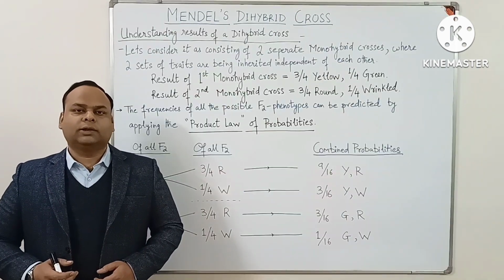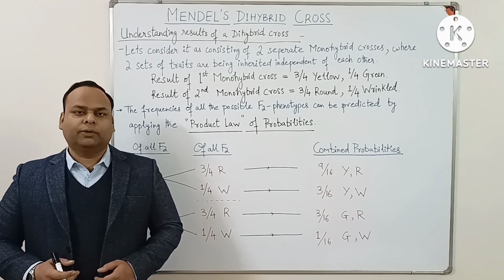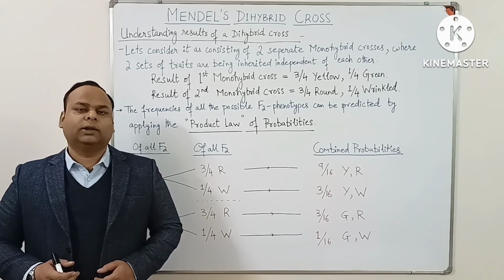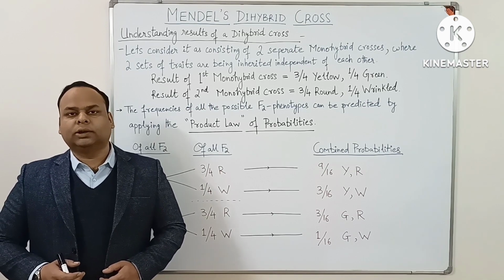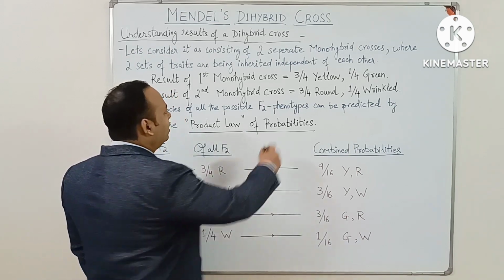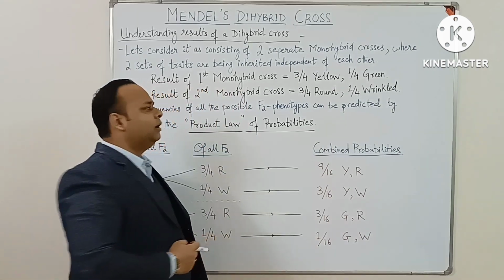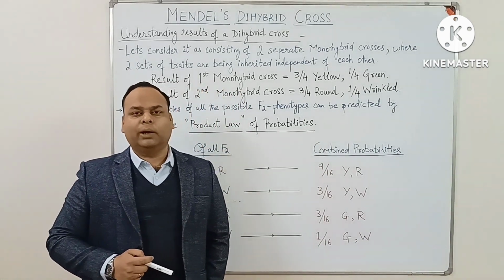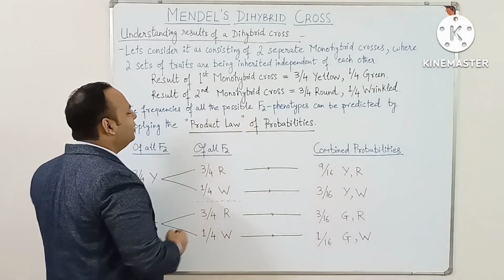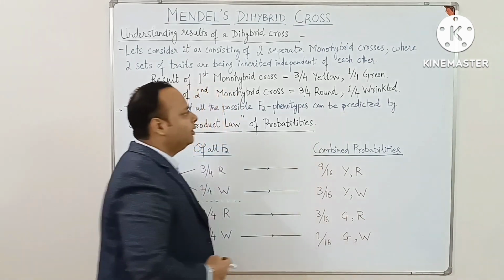Now, to understand the results of a dihybrid cross, let's consider it to be consisting of two separate monohybrid crosses, where the two traits are inherited independent of each other. And so, the first monohybrid cross will have 3/4 yellow and 1/4 green plants. Remember the 3:1 monohybrid ratio. And similarly, the second monohybrid cross will have 3/4 round and 1/4 wrinkled seed plants.